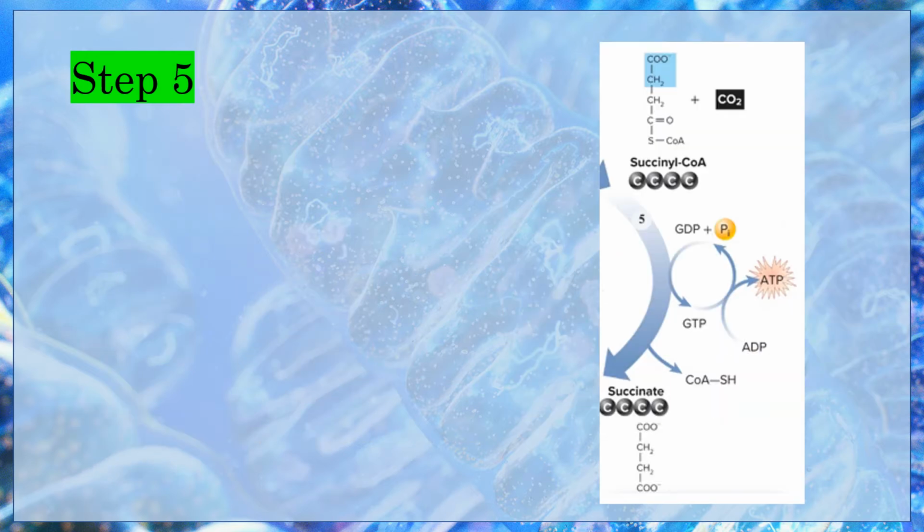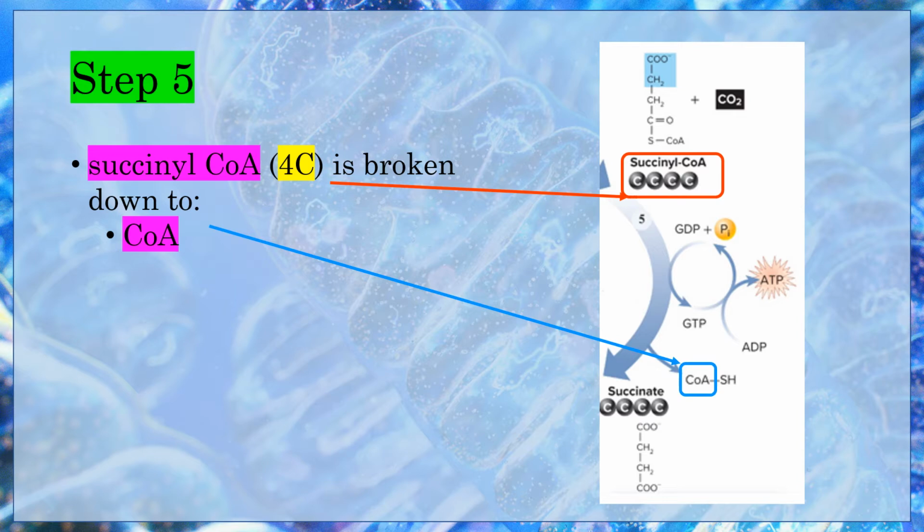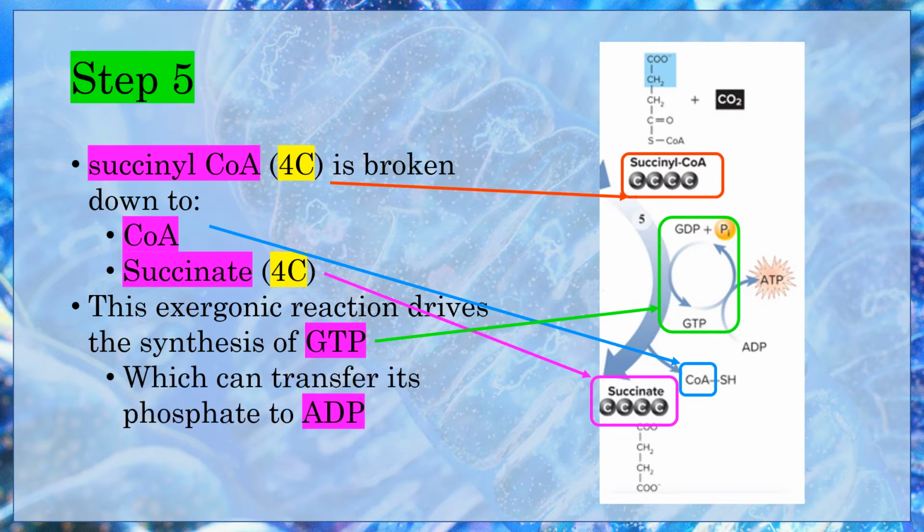Step 5, we have that succinyl-CoA, which is 4 carbons, is broken down to coenzyme A, as seen in the blue, and succinate, which is that 4 carbon molecule. This exergonic reaction drives synthesis of GTP, which is another form that can make us ATP, as seen in the green there, which can transfer its phosphate to ADP, which gives us 1 ATP.